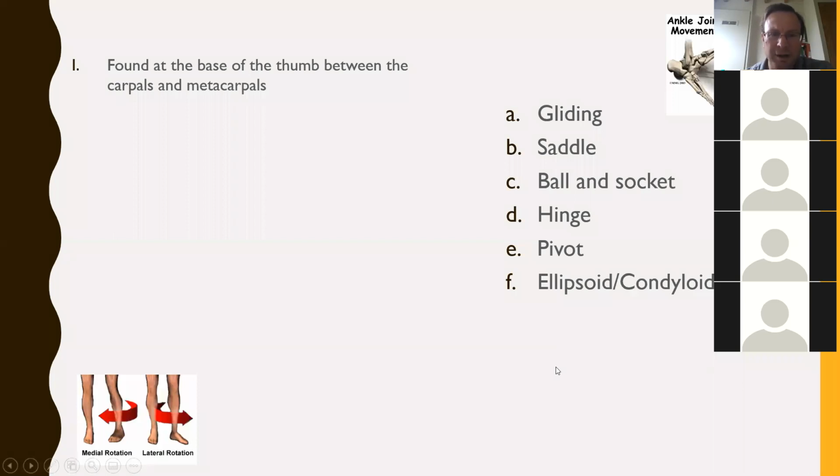Found at the base of the thumb, between the carpals and metacarpals. Can you remember what I was saying about those two joint directions? Who's given it? B, well done, good stuff.